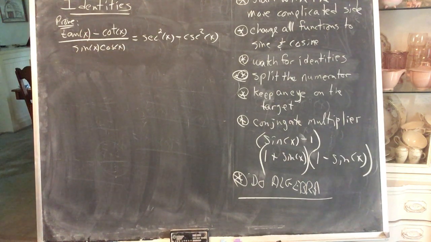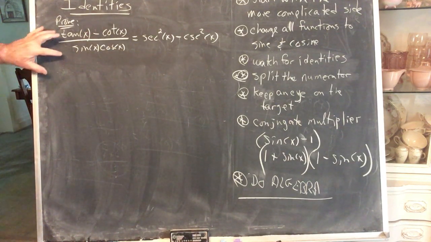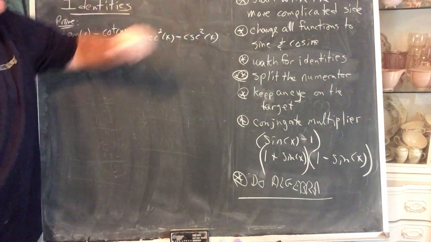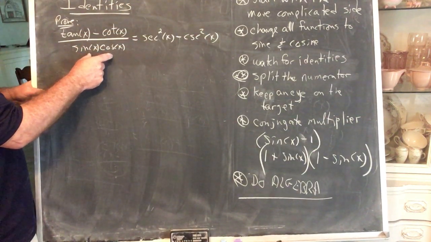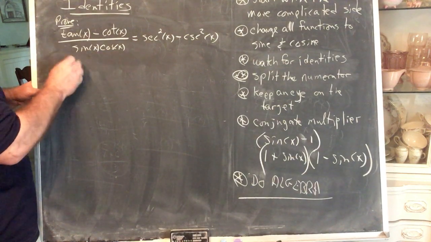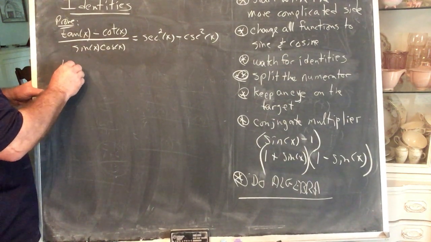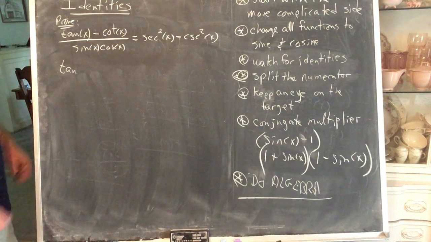All right? So now the next piece is this. We're going to see if we can prove this. Start with the more complicated side. Well, I'm saying the left-hand side is probably a bit more complicated. All right? So I'm going to start with the left-hand side. Write it down.